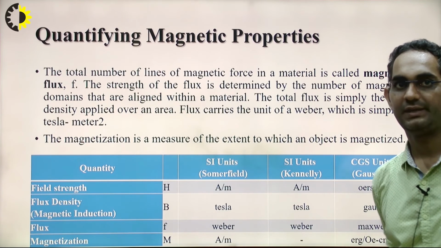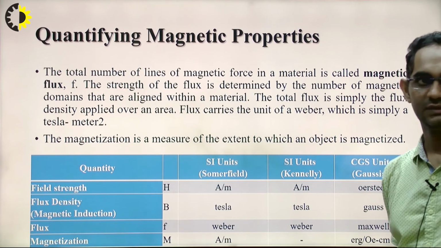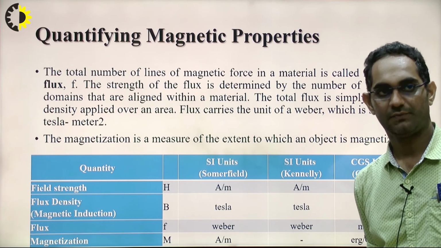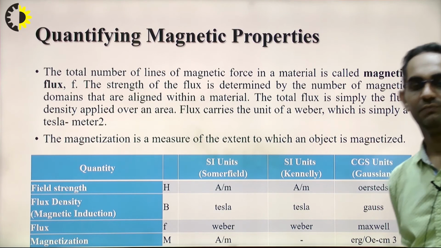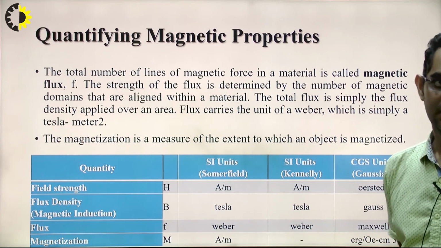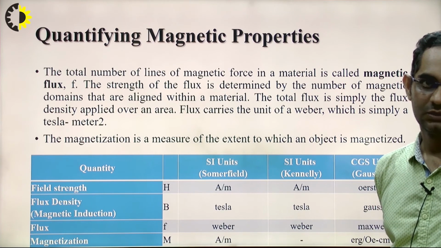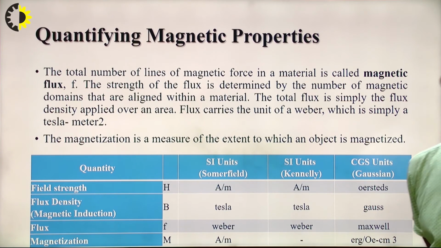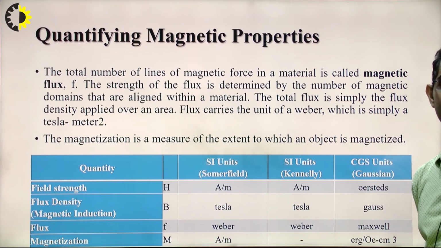Then, quantifying magnetic properties: the total number of lines of magnetic force in a material is called the magnetic flux, Φ, and the strength of the flux is determined by the number of magnetic domains that are aligned within a material. The total flux is simply the flux density applied over an area. Flux carries the unit of a Weber, which is simply a Tesla meter squared.